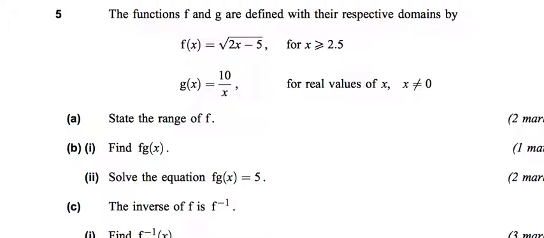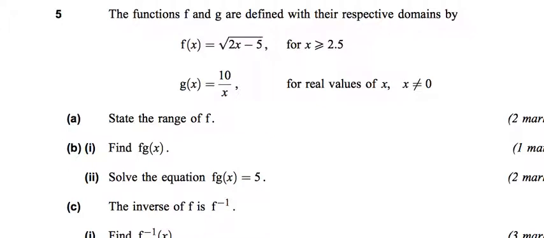Find f of g, so here we're going to put g into f, so it's going to be 2 times 10 over x, so 20 over x minus 5, all square rooted. Solve the equation f of g of x equals 5, so equate that to 5 and rearrange. I mean, it's just simple algebra. You're just trying to figure out where f of g of x that you just created crosses the line y equals 5. Usual thing, trying to find out where 2 lines cross.